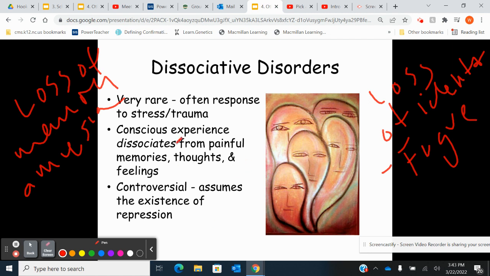But these are very controversial because the belief is that they often happen in response to stress or trauma, sexual abuse at a young age or whatnot. But they do assume the existence of repression, and they are also relatively new to psychological science. Dissociation itself is not particularly rare. Dissociation itself, basically feeling separated from oneself, is relatively common, but dissociative disorders are exceptionally rare because they often involve a loss of memory where there is no actual physical cause.